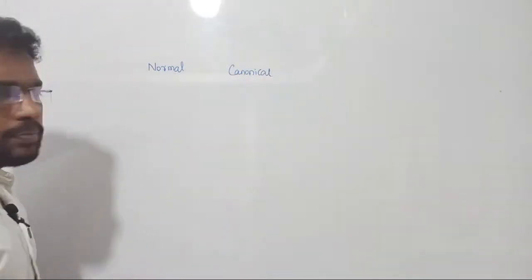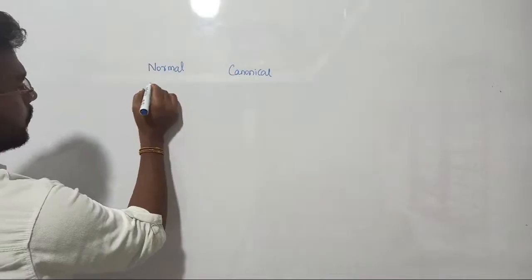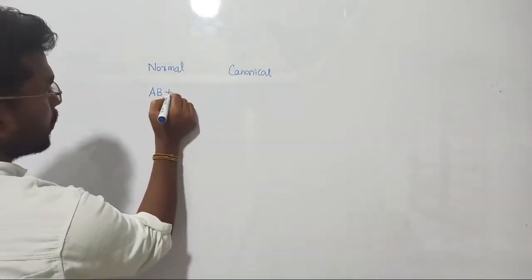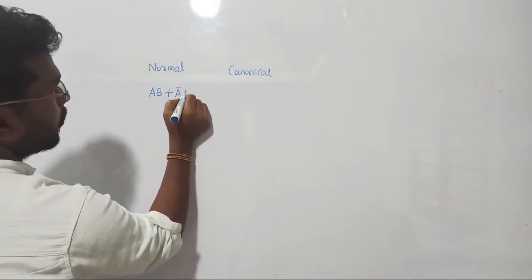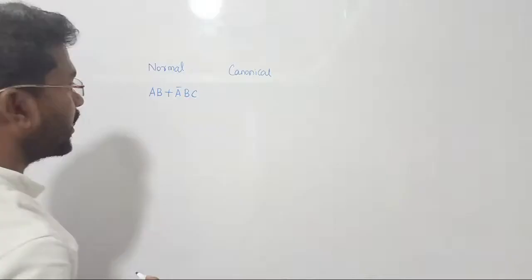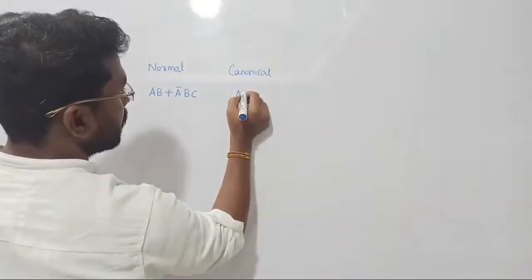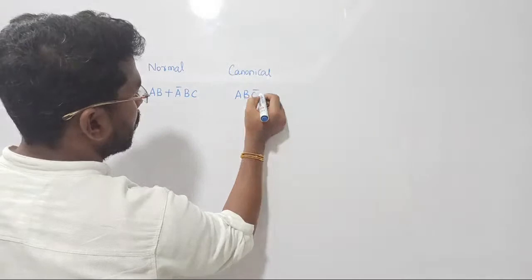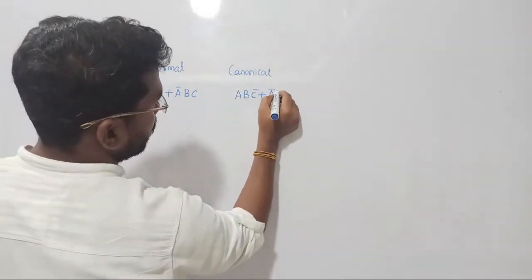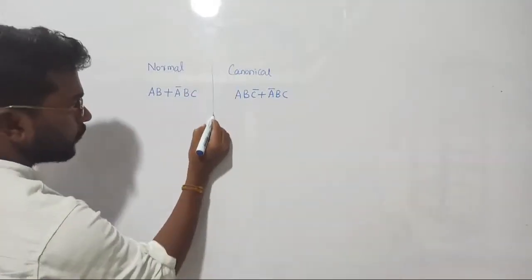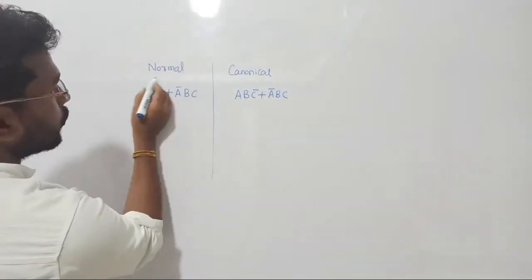That's pretty simple. For example, I have a function defined like this: AB plus A bar BC, right? Now let me consider one more function here, like ABC bar plus A bar BC. Now, what is the difference between these two? If you notice carefully, actually here we have a three variable system.